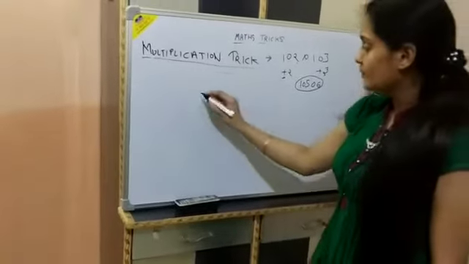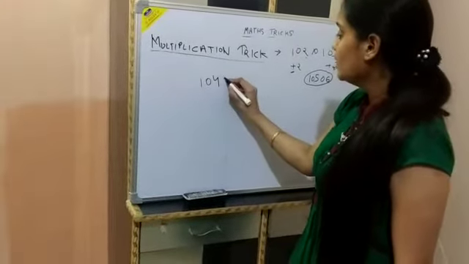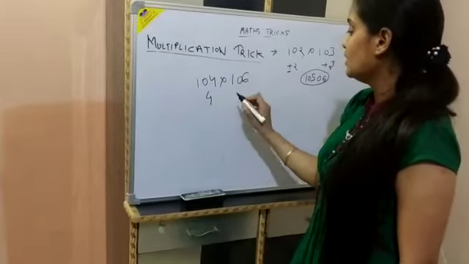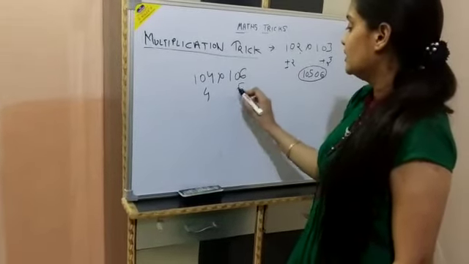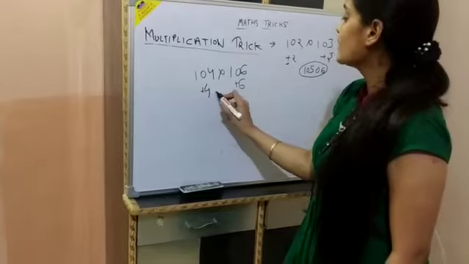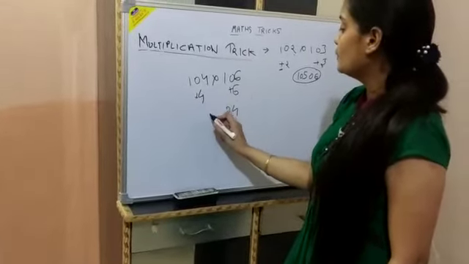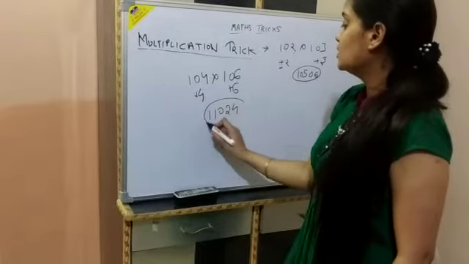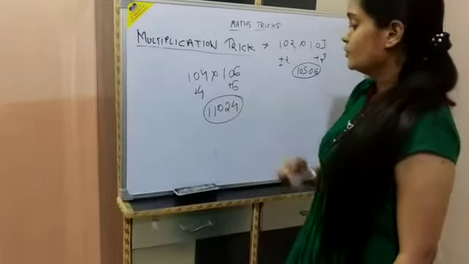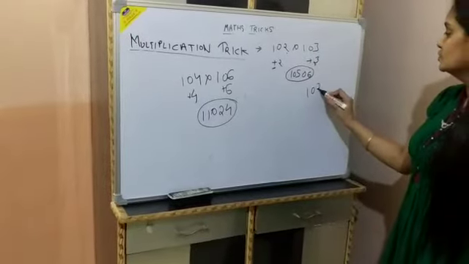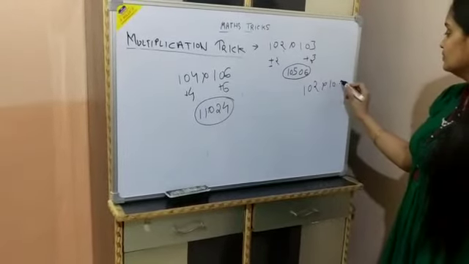The other example is 104 into 106. This is 4 greater than 100. This is 6 greater than 100. The sign is plus. 6 into 4 is 24. 106 plus 4 is 110. The answer is 11024.